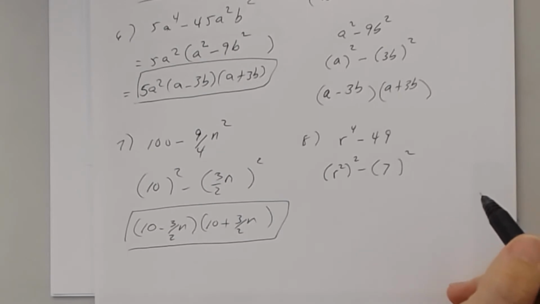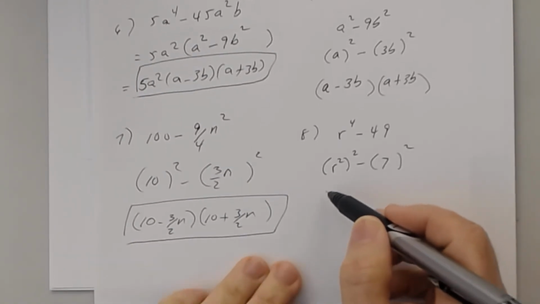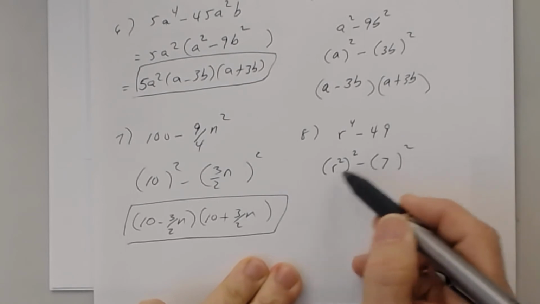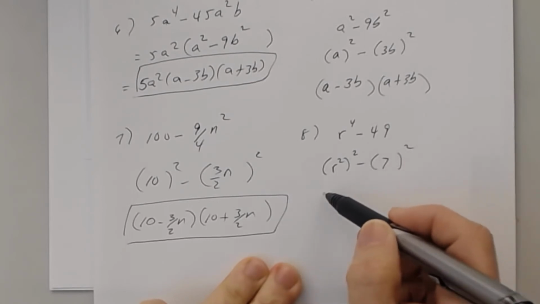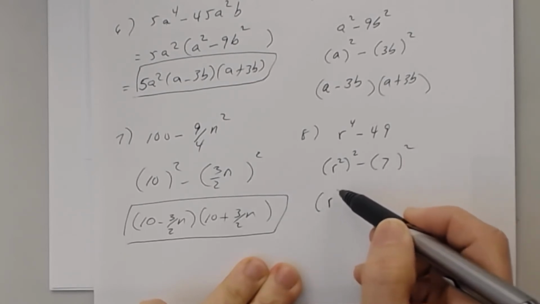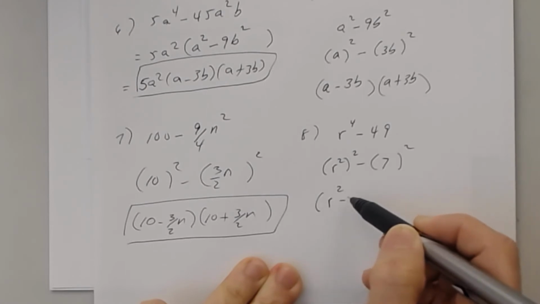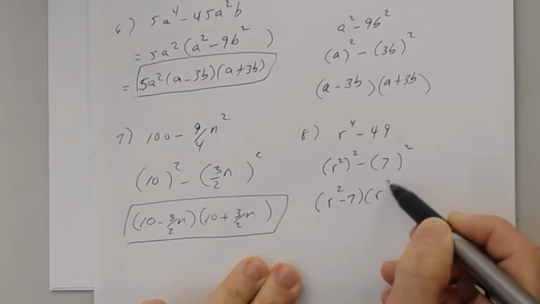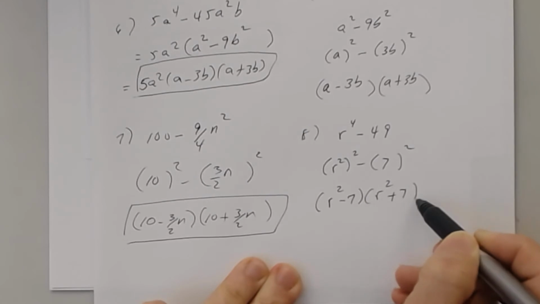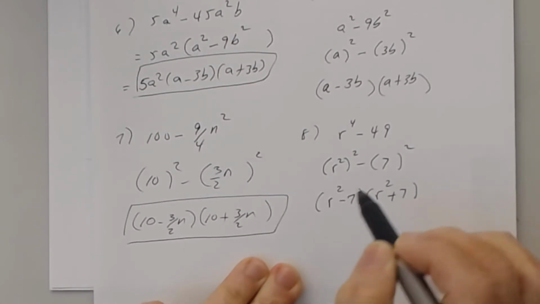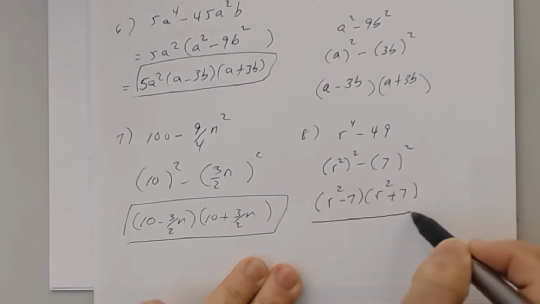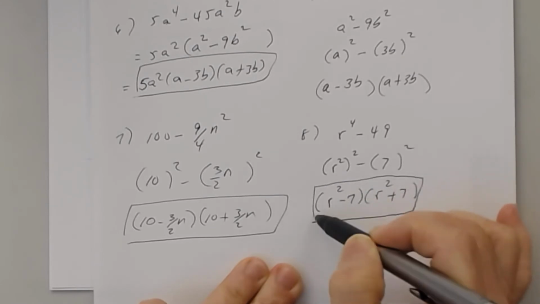And so this is the difference of two squares, and when I factor it, what do I write? R squared minus 7 times r squared plus 7. Now this is the answer. I'm going to come back to this though in a little while because there's something else I want to talk about.